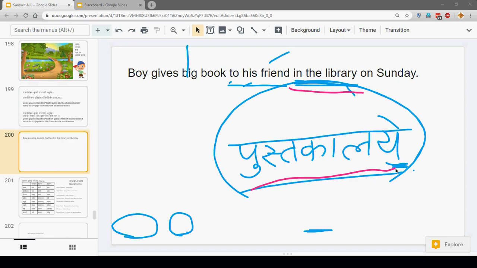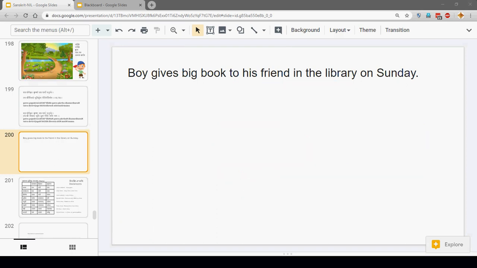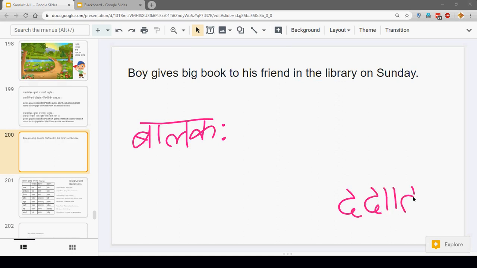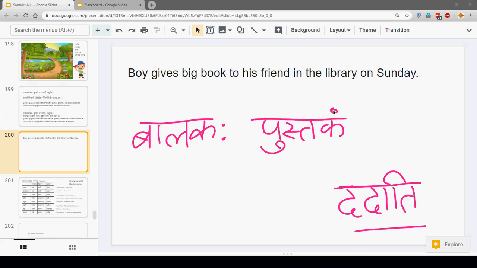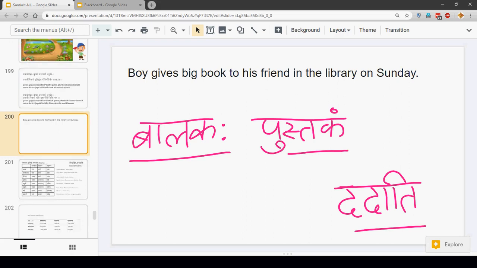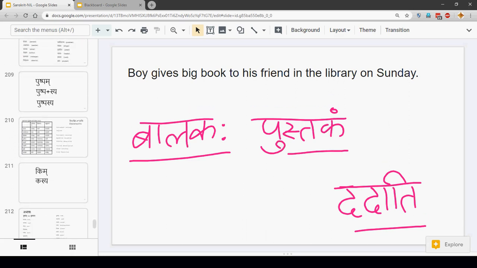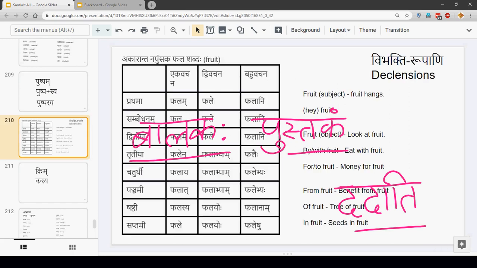So if I say boy, Balakaha, Dadati, I'm writing it at the end as a convention. It doesn't matter if I put this anywhere, but as a convention I'm just putting the verb at the end. Balakaha Pustakam Dadati. So here Pustakam, what is the Pustakam? It is an object here. Balaka is the subject in the sentence, and Pustakam is the object. How do I know this is the object? Because if I look at the declension table of Pustaka, which will look like this.